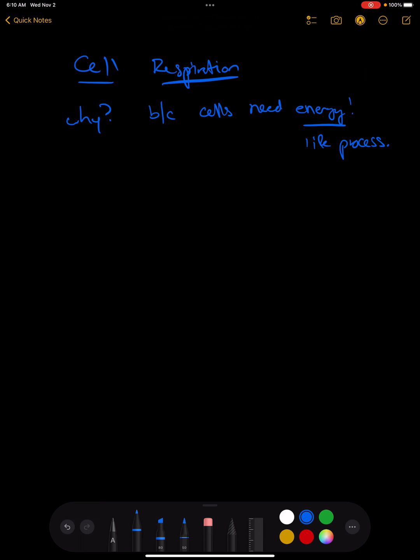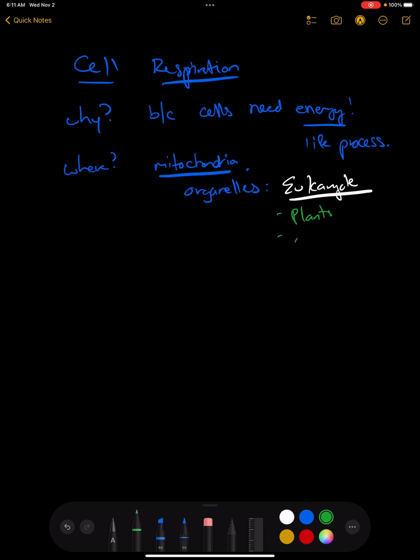And so where does cell respiration take place? This is going to be in our mitochondria, right? And remember, mitochondria is an organelle. And where do we find organelles? We're going to find them in eukaryote cells. And who are my eukaryotes? My eukaryotes are my plants, my animals, and my fungi, okay? So all eukaryote cells have a mitochondria. All eukaryote cells go through this process.